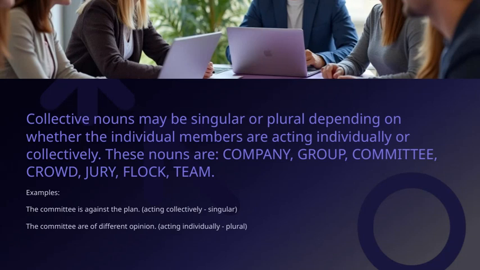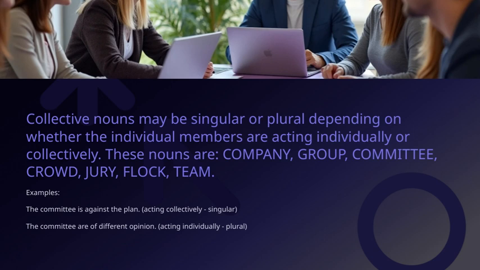So, when we look at how the committee is described, it's interesting to see that it can be understood in different ways depending on the context. If we say, "the committee are of different opinion," we're emphasizing that the individual members are acting independently, each holding their own view. This highlights their personal perspectives and independence of thought. On the other hand, if we say, "the committee is against the plan," we're treating the committee as a single unit or entity. This means they're acting collectively, taking a unified stance as one body.